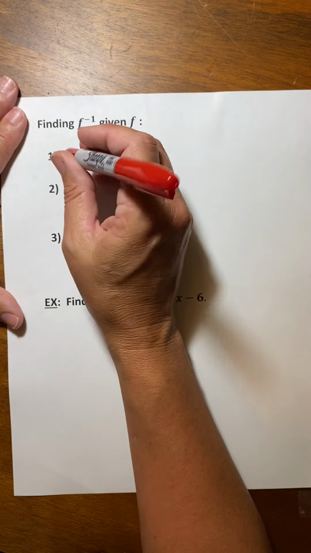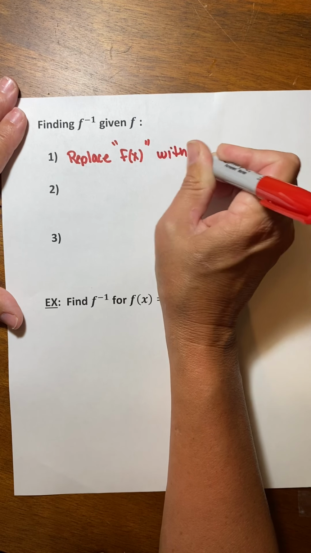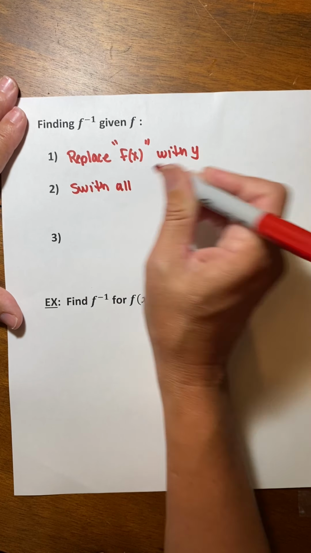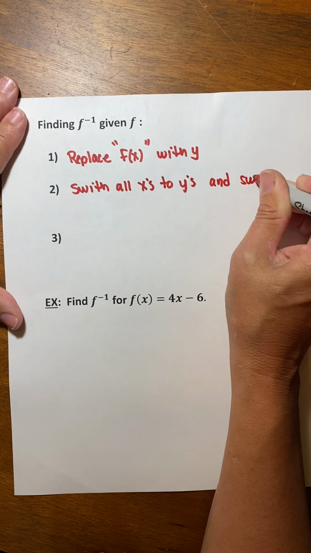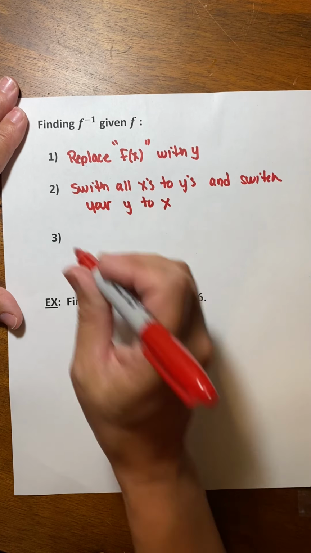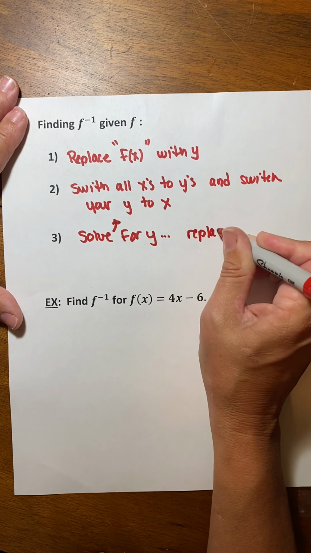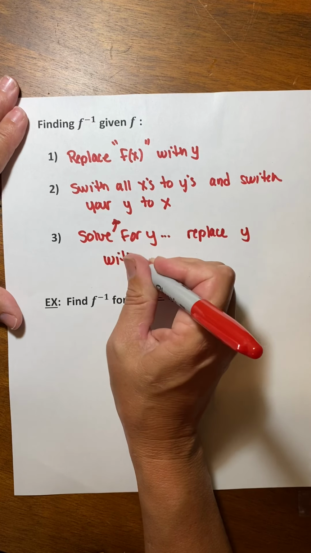So, replace f of x with y. Switch all x's to y's and switch your y to an x. Solve what you just did up here for y. Then replace y with f inverse of x.